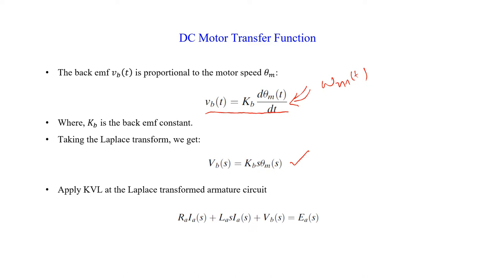If we apply the Kirchhoff's voltage law at the Laplace transformed armature circuit, so if we convert the previous armature circuit into its equivalent Laplace transformed circuit and apply the KVL, then we will have this equation, where RA IA is the voltage across the armature resistance, LA s IA is the voltage across the inductor, VB is the back EMF voltage, and EA is the applied voltage.